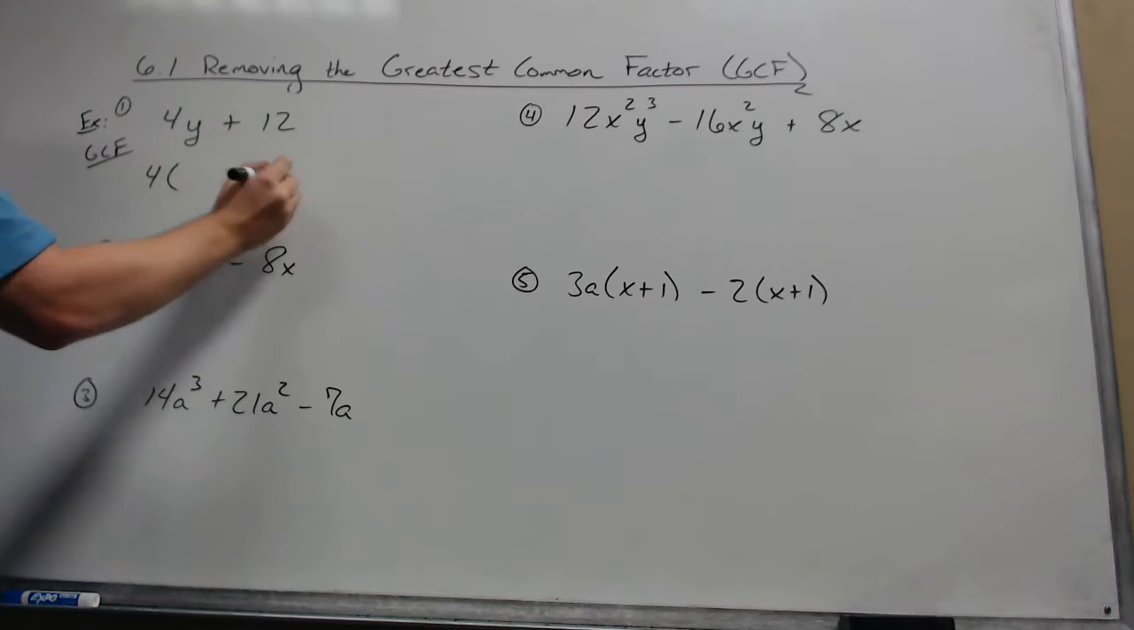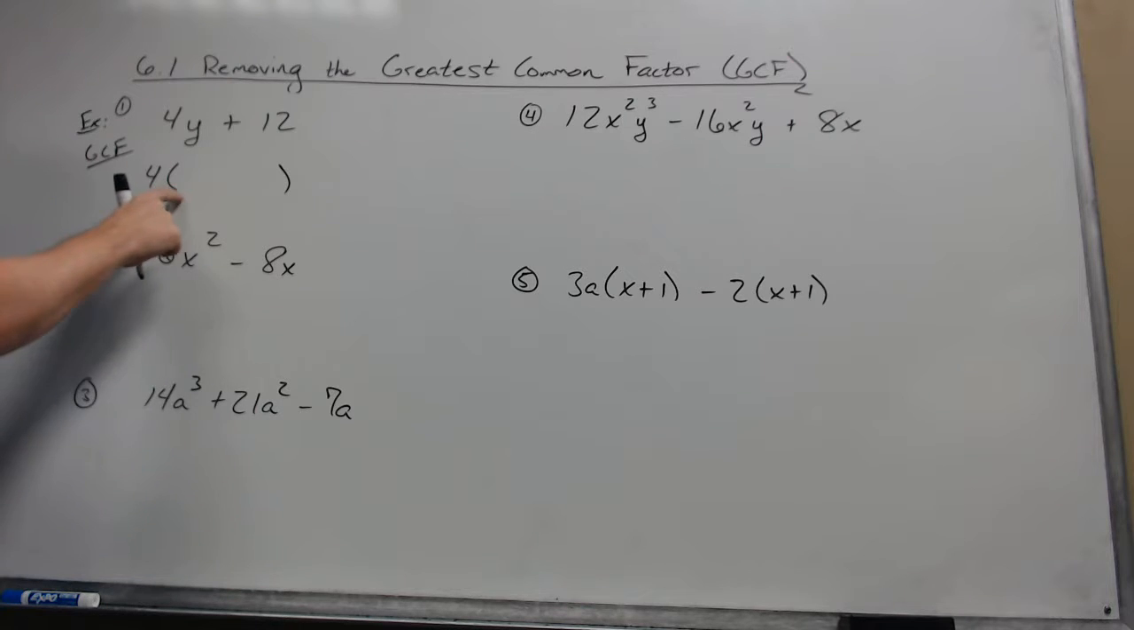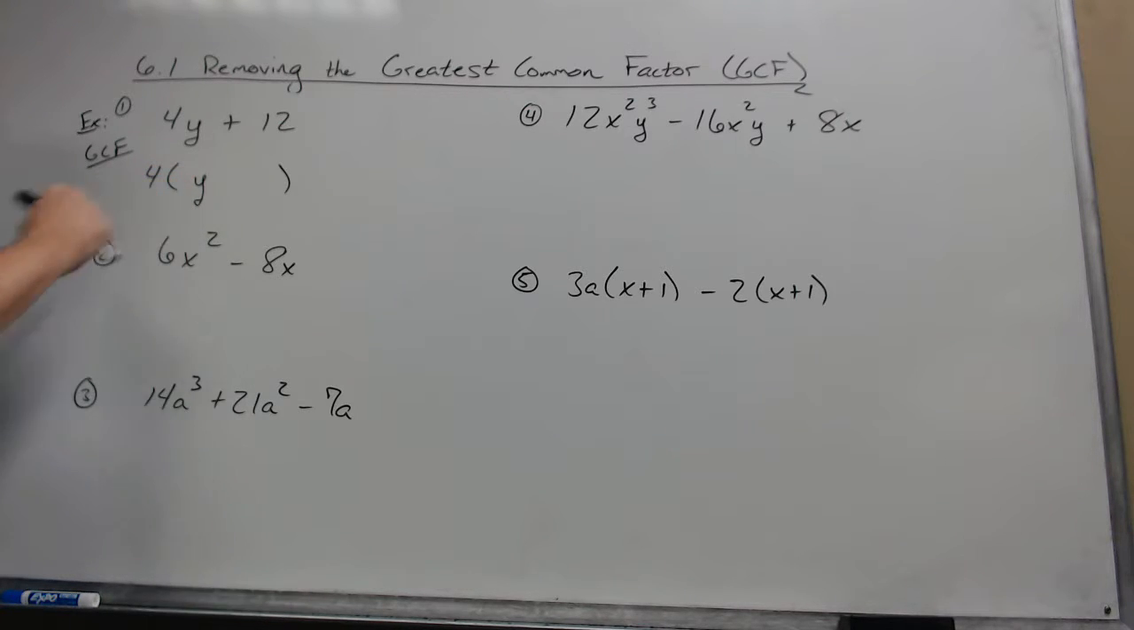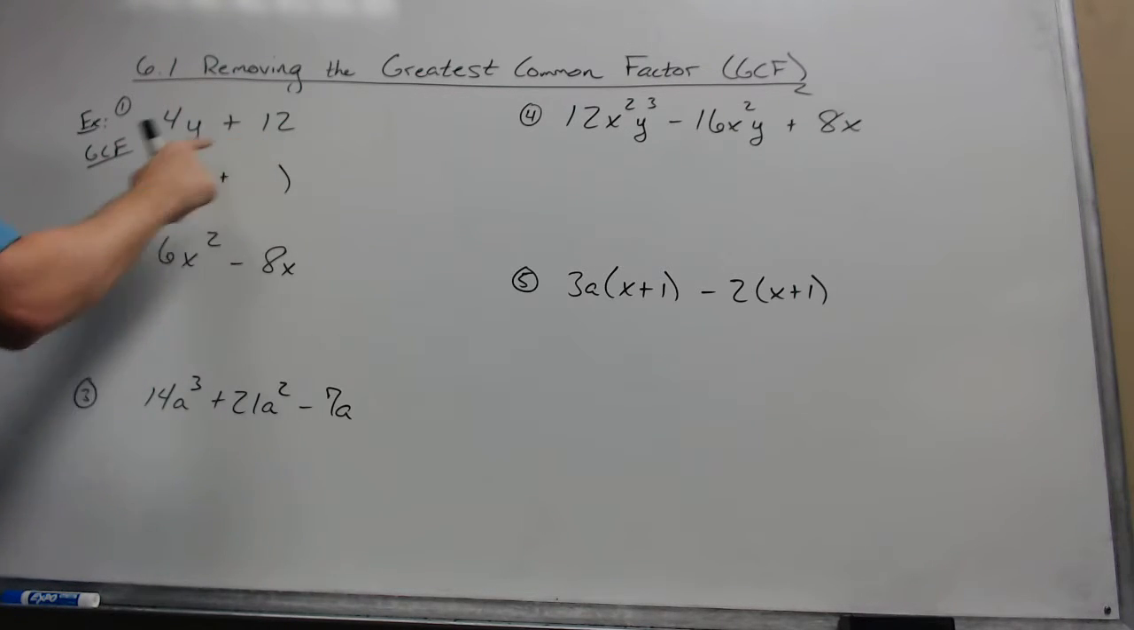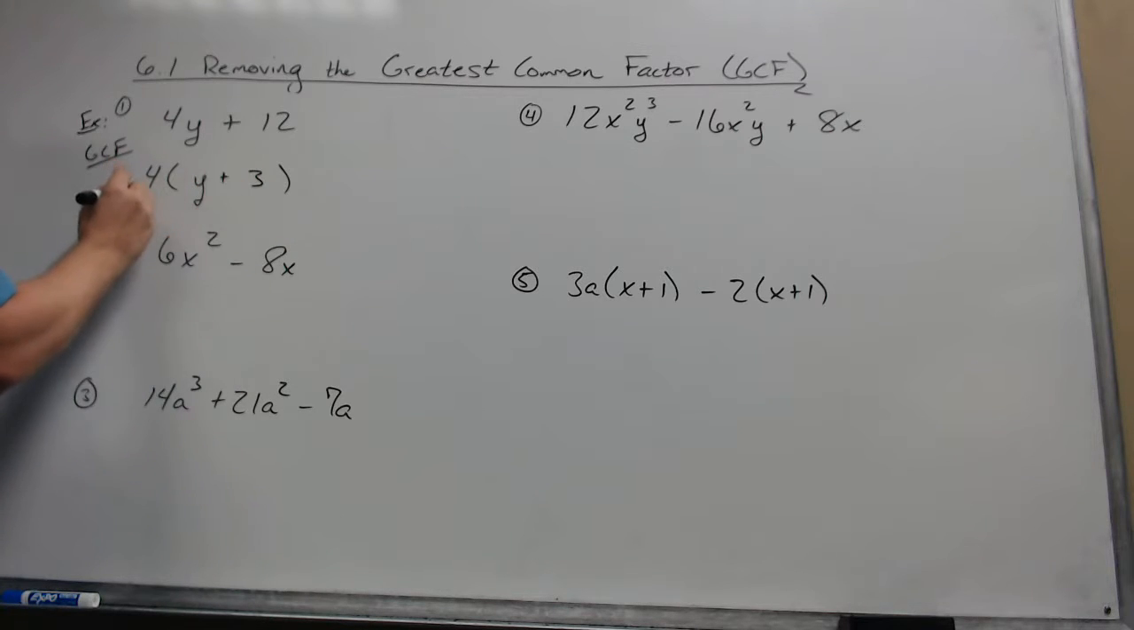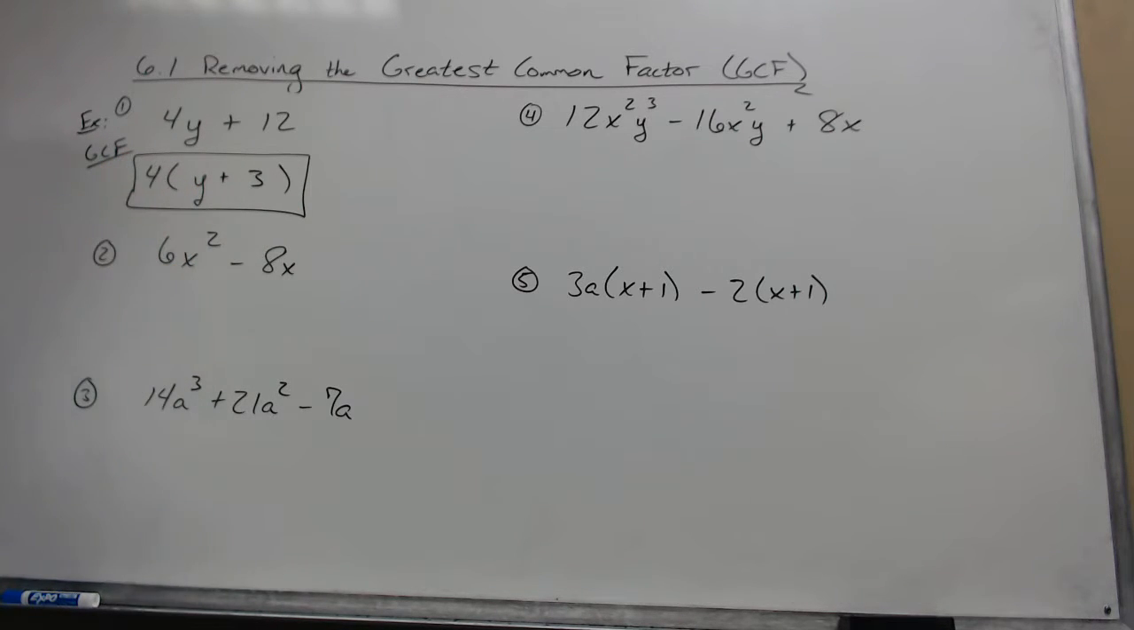So we can remove a 4, and once we find the GCF, we open up one set of parentheses and say, well, what would be left over if we divided by 4? Well, 4 divided by 4 is 1, and we still have a y. So I guess we don't need the 1 in there anymore. And 12 divided by 4 is 3. And there we have it: 4 times (y plus 3).